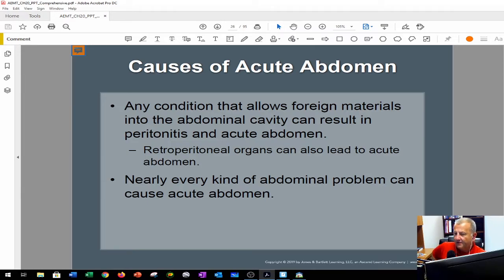Anything that's not supposed to be in the abdomen that ends up there is usually a bad place for infection. It's the reason why gunshot wounds are so deadly when they're in the abdomen.